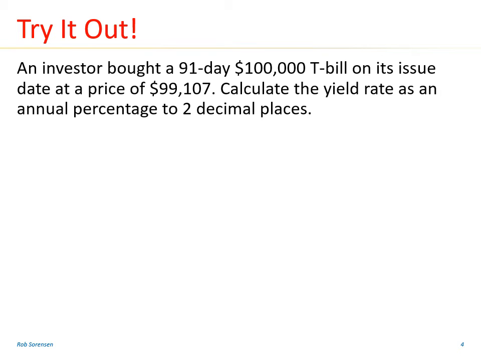Let's have a look. I'll just draw a simple timeline just to sort myself out here. It's a $100,000 T-bill, purchased 91 days before it was due. And we want to work out and get the price at the very beginning. If we get the yield rate, if we paid 99,107, what would the rate be that made all of that work out?